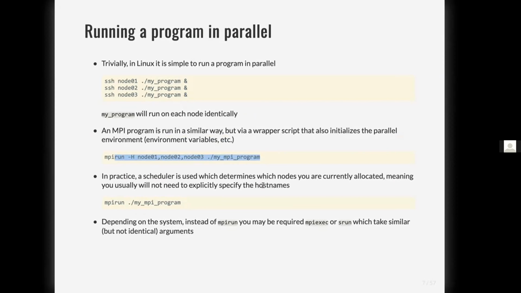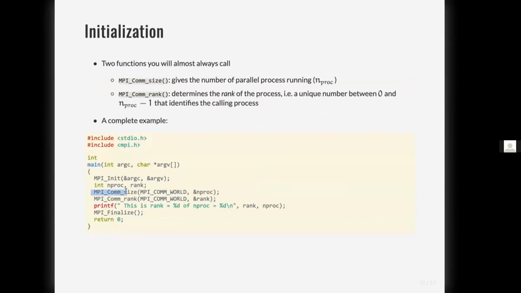So then what's being done? Node 1 takes this program and runs it. Node 2 takes the program and runs it. At some point they reach this function, MPI_Comm_size, and they will get the number 3. Then they reach this function, MPI_Comm_rank. Let's say the process on node 1 gets 0, the process on node 2 gets the number 1 for rank, and the process on node 3 gets number 2. Then you call printf here, and they print.